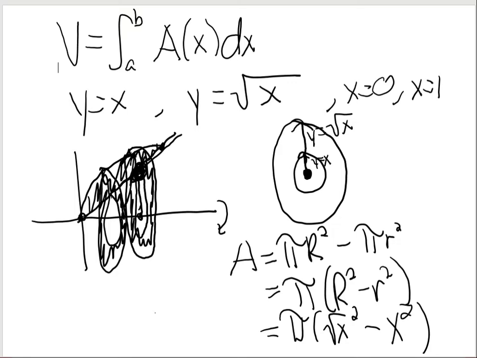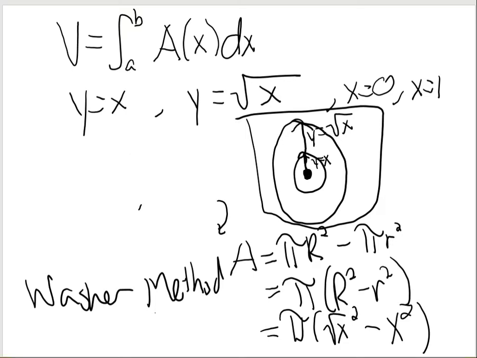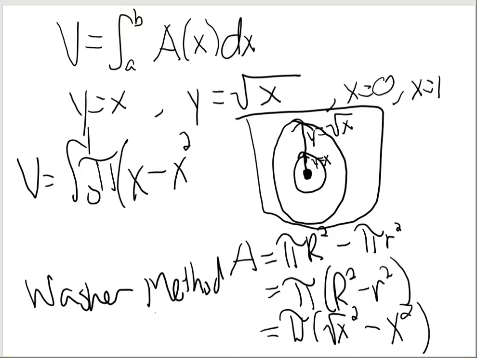Now this method, so last time we were doing the disk method. This method is called the washer method because our cross-sectional area is using washers. And from here, we can go back to that integral and compute this. And we would say this is by the washer method. So it's from 0 to 1 of pi, and then this is going to be x minus x squared dx, just coming from the fact that square root of x squared is just x.